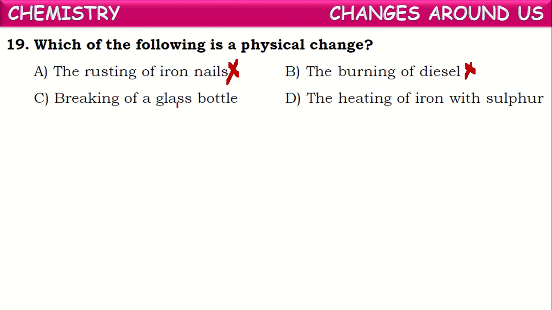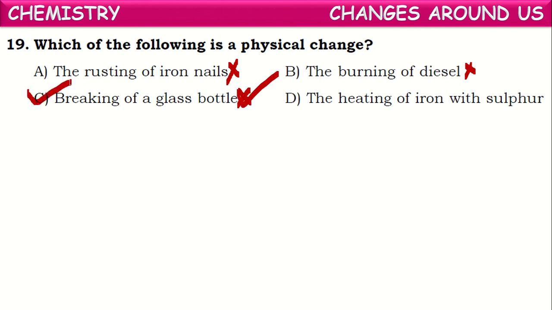But there is no change in the chemical composition. Whatever the chemical composition is in the form of a glass bottle, after breaking into small pieces also, those glass pieces will have the same chemical composition. There is only a change in the shape. Initially it might be in the bottle shape, but after breaking it became small pieces. But chemically no change occurs. Hence, it comes under a physical change. It is a physical change.